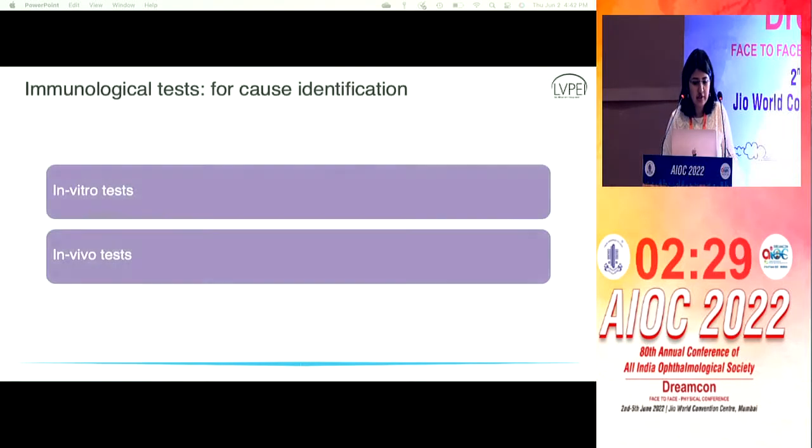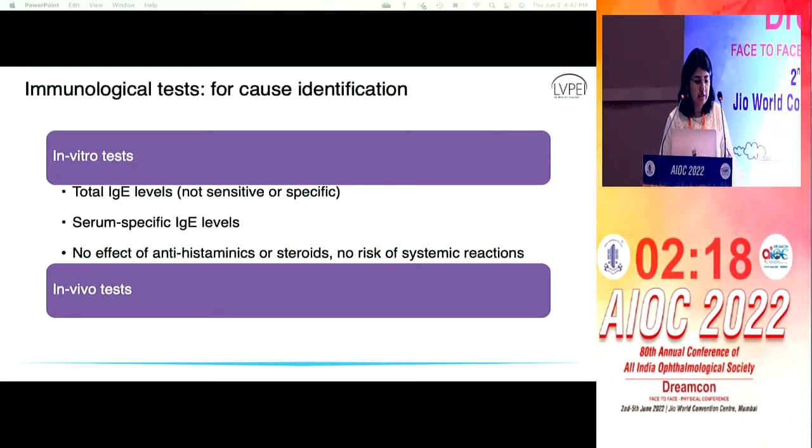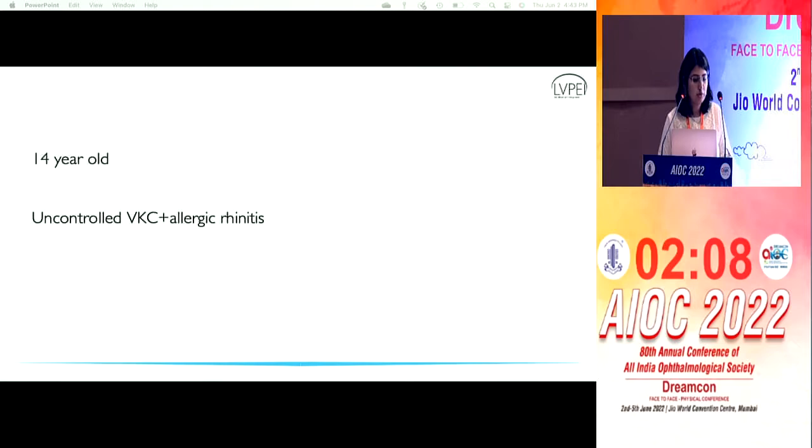Before I conclude, I'll just add a short note on immunological tests. Now, these are very well established in systemic allergy. In ocular allergy, their role is still being explored. Both in vitro and in vivo tests are available. Total IgE can be done, however, it is non-specific. Serum IgE for a specific allergen is also being carried out. So here, this was a 14-year-old patient who had uncontrolled VKC and allergic rhinitis.